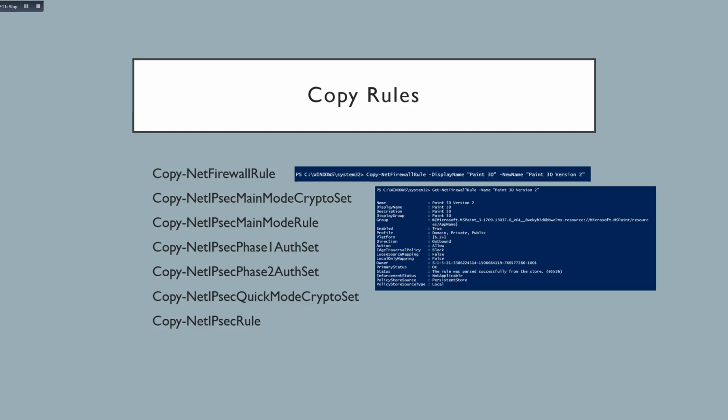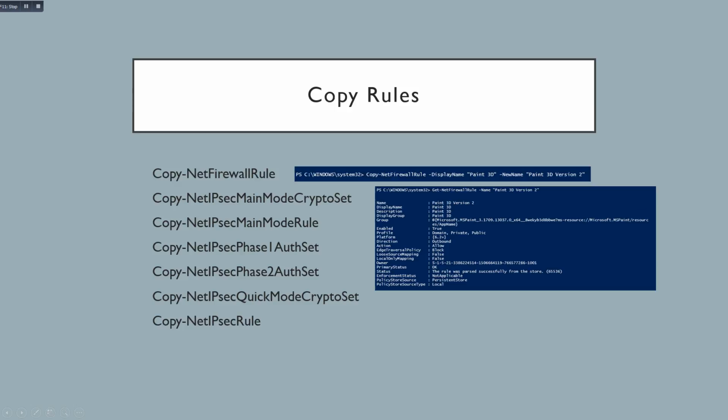So basic, to start off, copying firewall rules. You have the Copy-NetFirewallRule commandlet. You also see, and it'll be ongoing with all of the different things you can do with these commandlets, that there's either firewall rules or you have IPsec, either main mode cryptography, as you can see the main mode rules, or you have phase one authorization sets and quick mode cryptographic sets, and the NetIPsecRule below. So let's just go ahead and start with the basic. We're going to copy a net firewall rule.